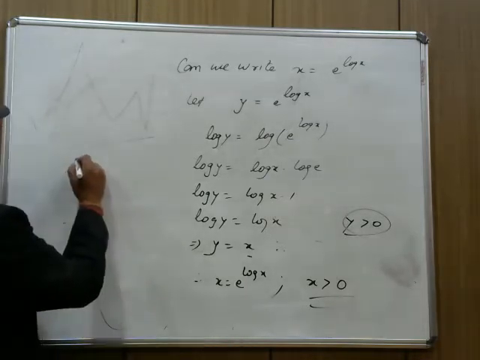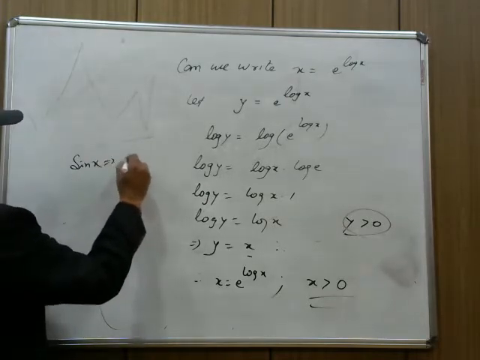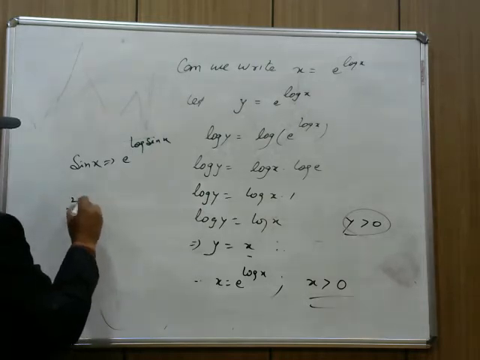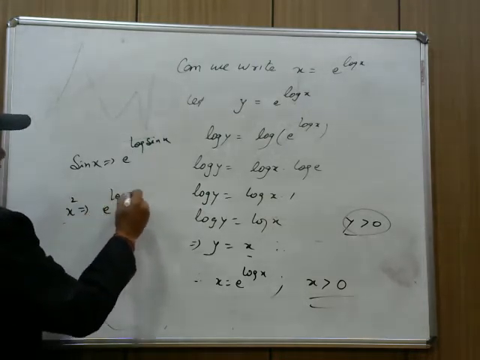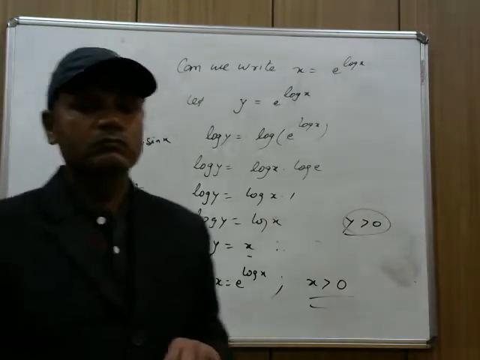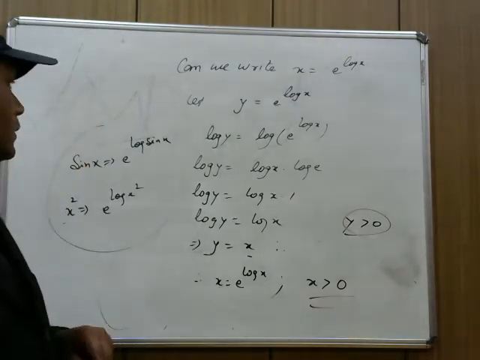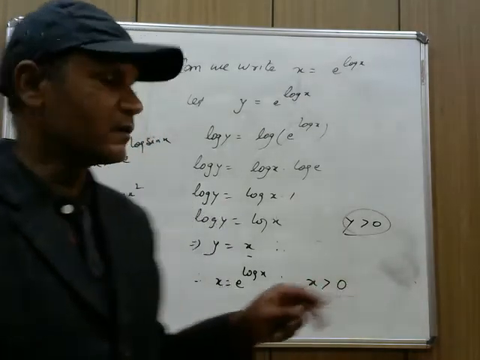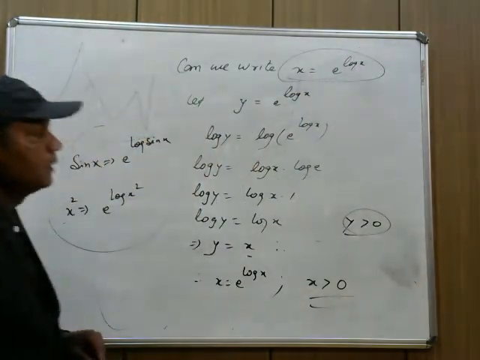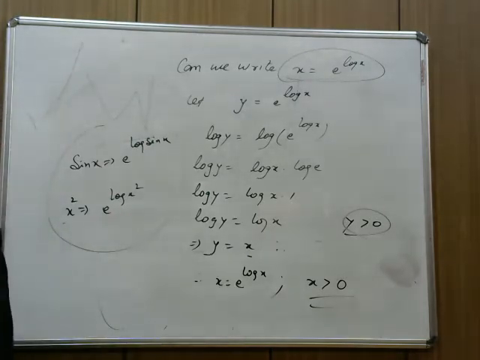It is true for any value. Suppose I have sin x, right? I can write sin x is equal to e to the power log of sin x. If we have x square, I can write yes, e to the power log x square. This formula will help you at many places when you have to differentiate and when you have to find the integration. That's why please remember it. That means any number we can write like this. If we have x cube, we can write e to the power log x cube, right?